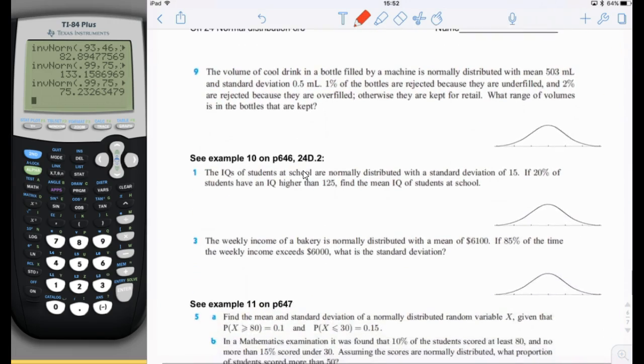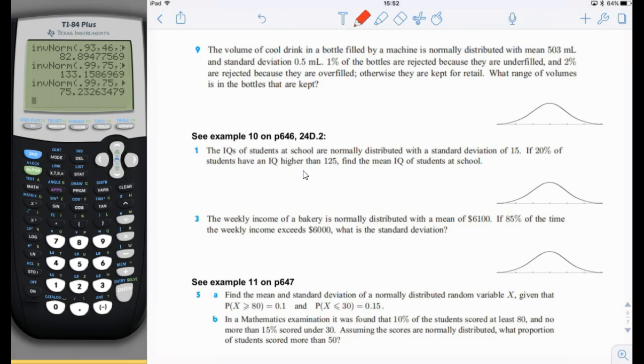Okay. Next page and last page. The volume of a cool drink in a bottle filled by a machine is normally distributed with mean 503 milliliters and standard deviation of 0.5 milliliters. 1% of the bottles are rejected because they are underfilled, 2% of them are rejected because they are overfilled, otherwise they are kept for retail. What range of volumes is in the bottles that are kept?